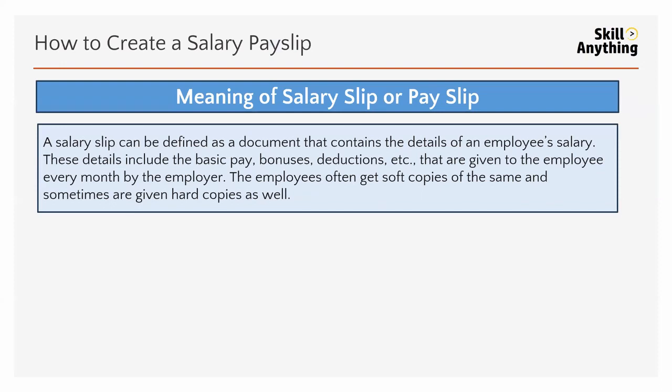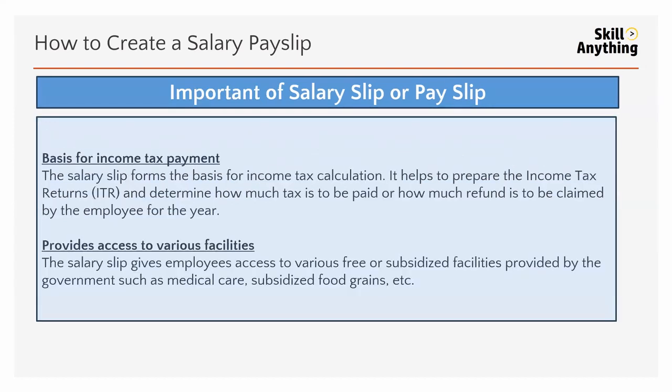A salary slip is a document that contains the details of employee salaries, like basic salary, HRA, medical insurance, bonus, deductions, etc. The salary slip is given by the employer to the employees. It may often be in a soft copy as well as in a hard copy.